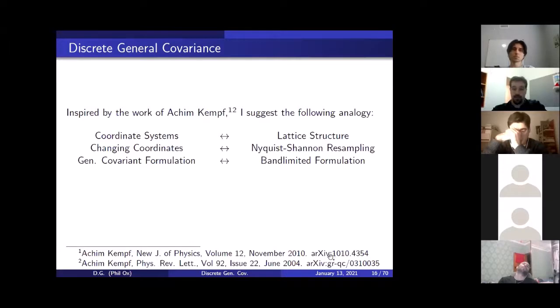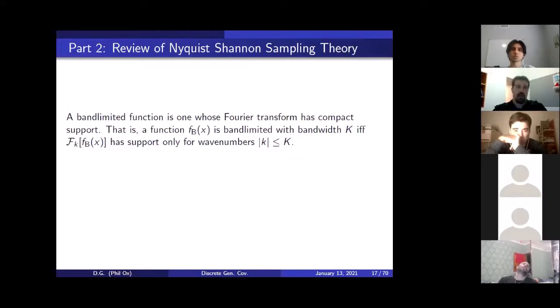These two papers, which I would suggest you read, are very, very interesting. But essentially, what you can do is think of coordinate systems as being essentially the same as a lattice structure. Changing coordinates is basically the same as something called Nyquist-Shannon resampling. And writing something in a generally covariant formulation is writing something in terms of a band-limited formulation. But I don't expect you to know what these things on the right-hand side are. And so we're going to have to do a quick review of sampling theory so I can make all this more precise.